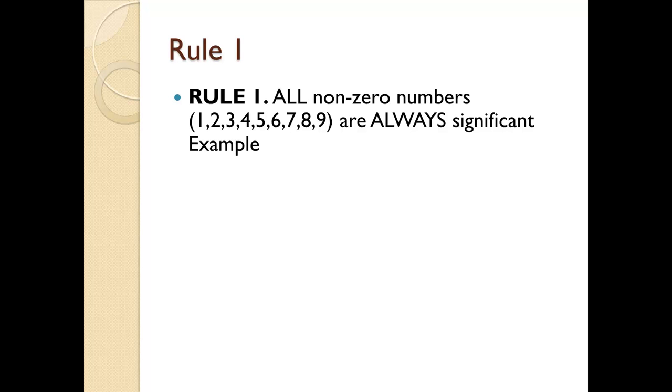The first one is pretty simple. It says all non-zero numbers are always significant. So as long as it's not a zero, we can count it as being significant. In this example, 916 has three significant figures. The second one, 73.36. I'm going to count all my non-zero numbers, so therefore there are four significant figures. 5.7 has two significant figures, and this number, 67.775, actually says that there will be five significant figures.